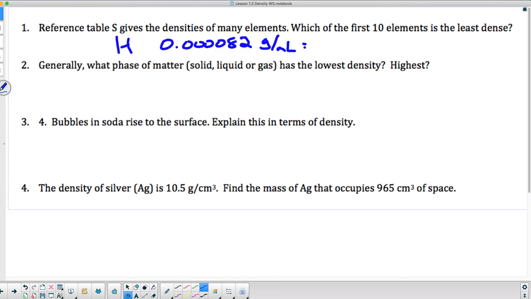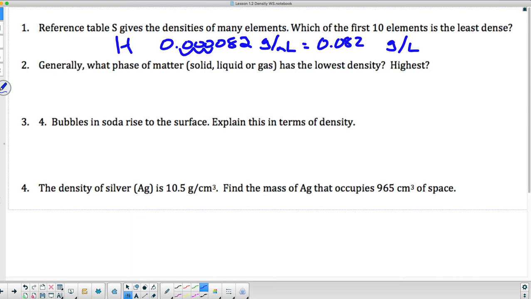Lots of times gases will actually be given density in grams per liter, and what that does is change the decimal, so that would move it 1, 2, 3. So you may see something like this also, but not in table S though. Table S gives it to us in grams per milliliter, so that's important.